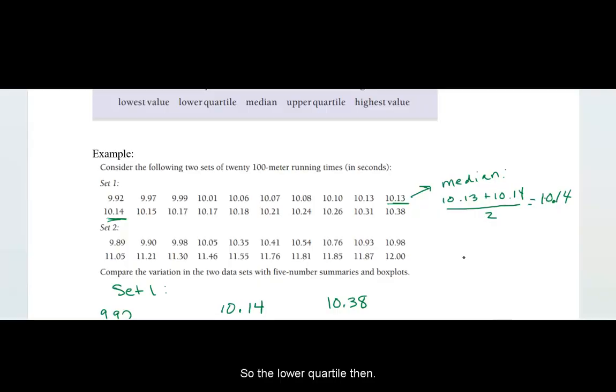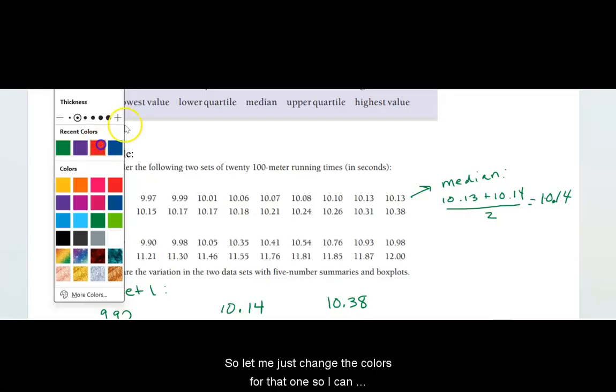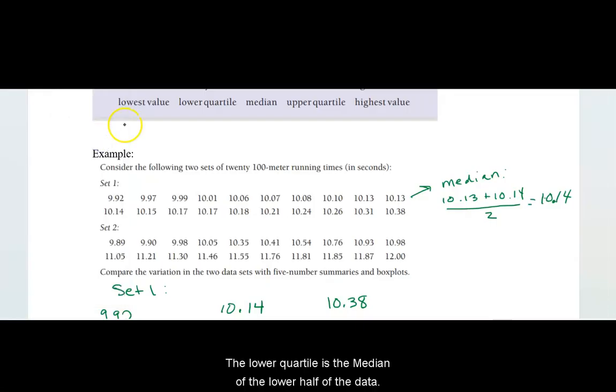So the lower quartile then, and let me just erase what I have here because I don't want to get that confused. The lower quartile. So let me just change the colors for that one. The lower quartile is the median of the lower half of the data. So this is your lower half. You have the lower half and then you have the upper half.